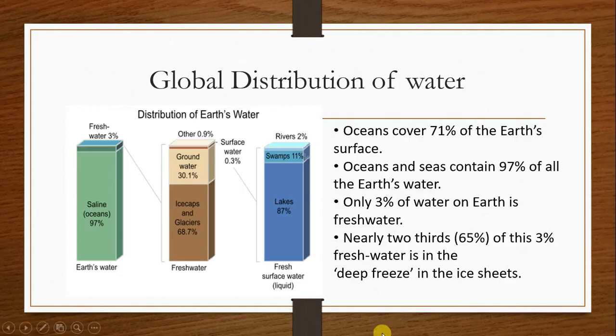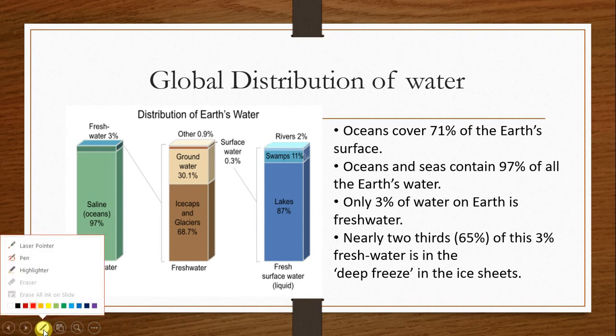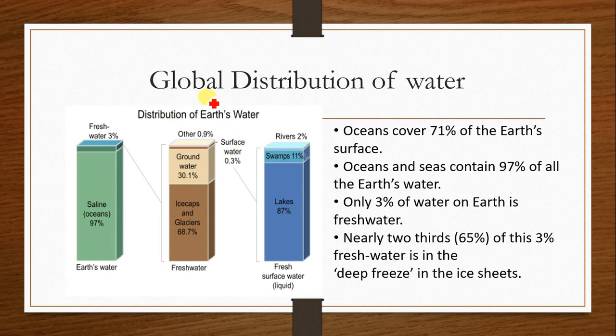So, globally, how is water being distributed? The global water distribution is quite a straightforward concept, and there are different stores of water across the globe. The ocean covers 91% of the Earth's surface, and the ocean and the sea contain 97% of all the Earth's water.